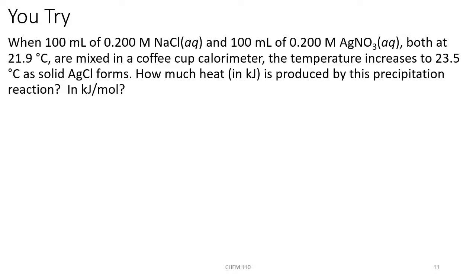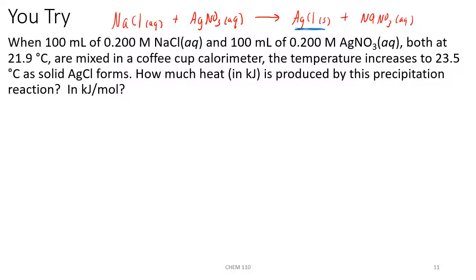So here we have two aqueous solutions, sodium chloride and silver nitrate, being mixed. We can predict the products using double replacement. We're going to form silver chloride, which if we look at our solubility rules will be a solid precipitate that crashes out. And we're going to form sodium nitrate, which will be aqueous. So we're trying to figure out how much heat is generated when this solid precipitate forms.